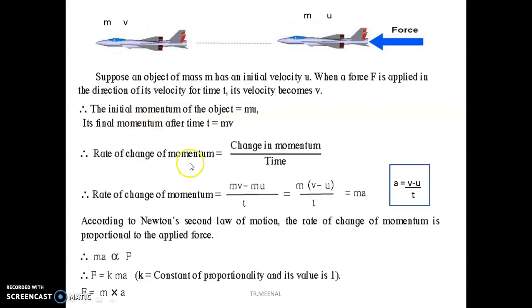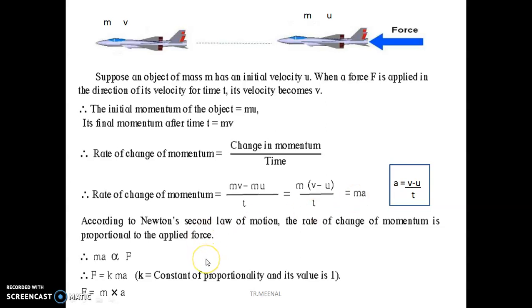The rate of change of momentum is change in momentum upon time. Okay, so what is change in momentum? Final momentum, that is mv, minus initial momentum, that is mu, upon t. Then taking m common in the bracket, we have m into v minus u divided by t. But v minus u upon t is acceleration. We have already studied this in the previous module. Therefore, v minus u upon t gets replaced by a. So ultimately what we get is ma.